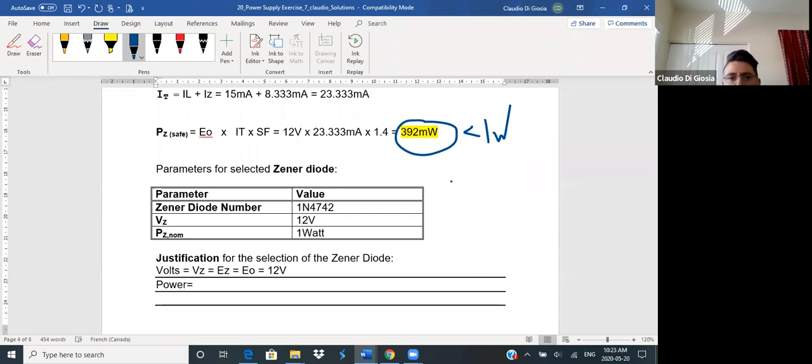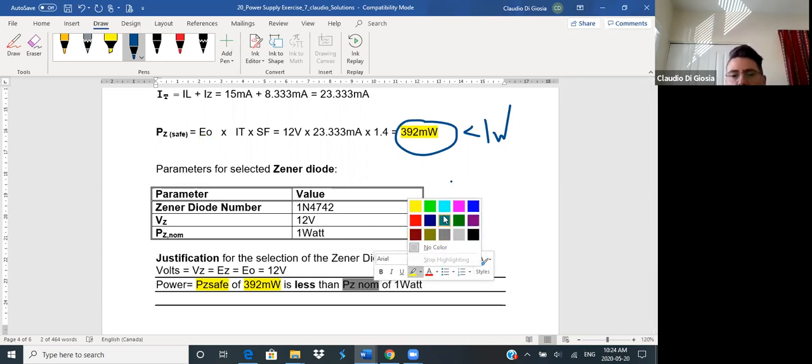So how do we justify power? Well, the PZ safe of 392 milliwatts is less than PZ nom of 1 watt. So again, PZ safe calculated. What was the value we calculated? 392 milliwatts. We make a comparison. Is it greater than or less than the PZ nom in the spec sheet? And the PZ nom value is 1 watt.